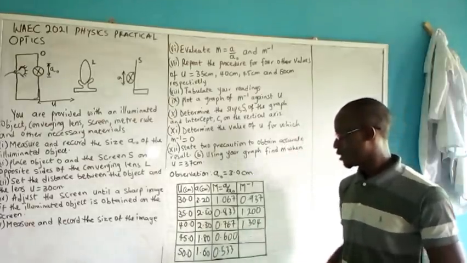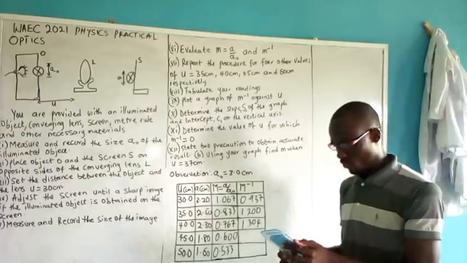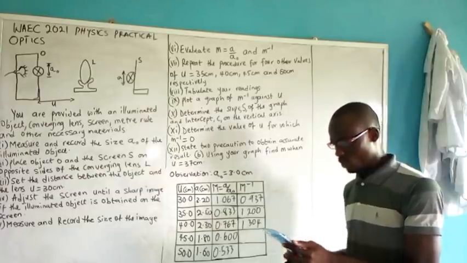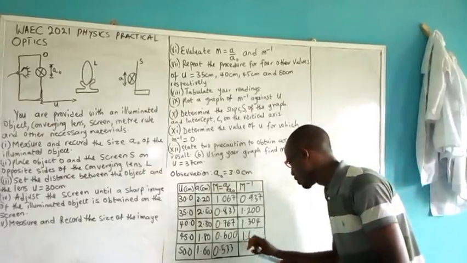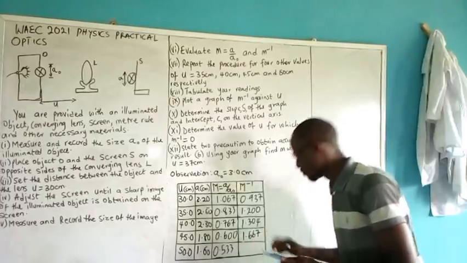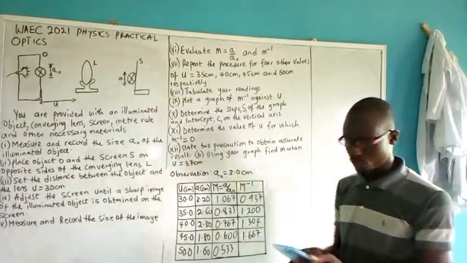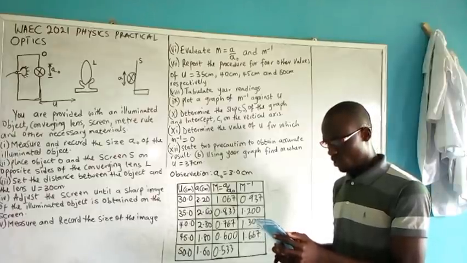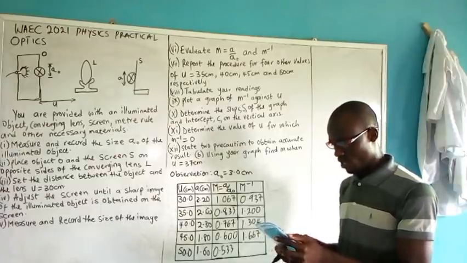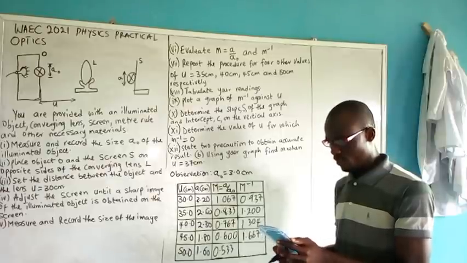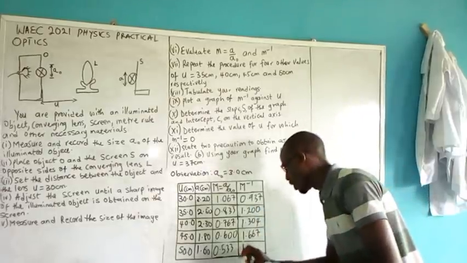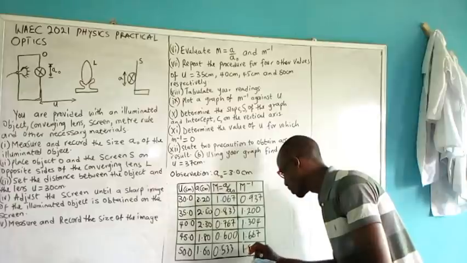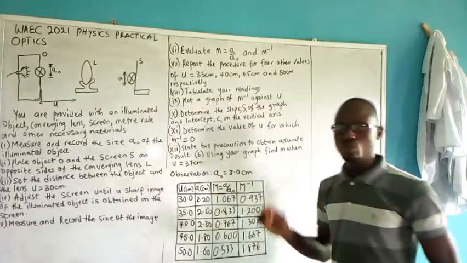Then we have the next one, which is 1 over 0.6, and that gives us 1.667 after approximation. Then we have the last one, which is 1 over 0.533, which gives us 1.876. So this is the table.